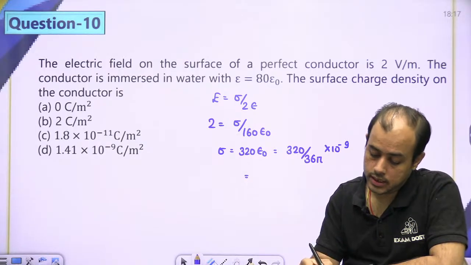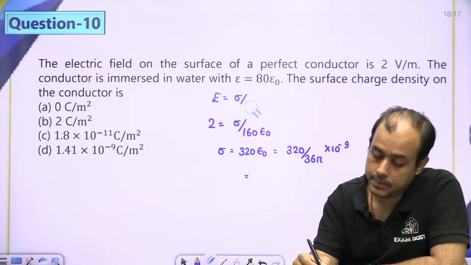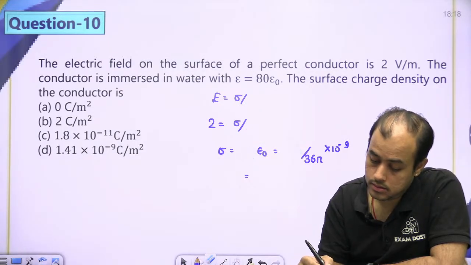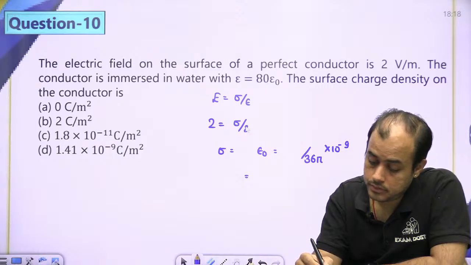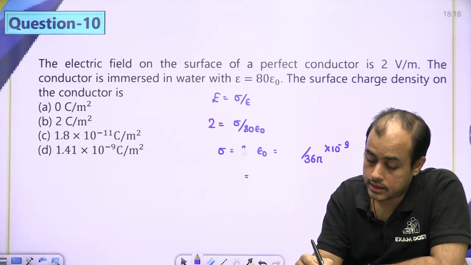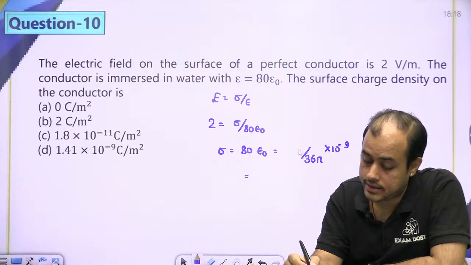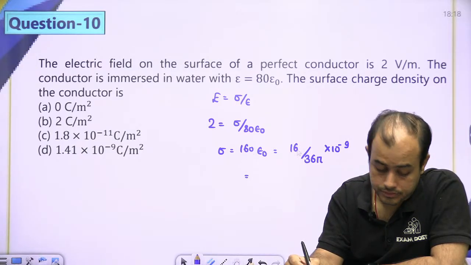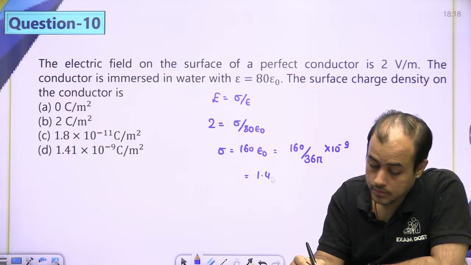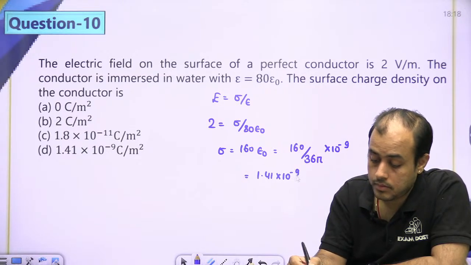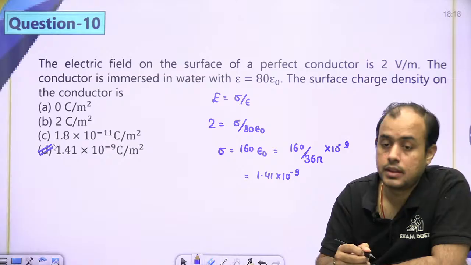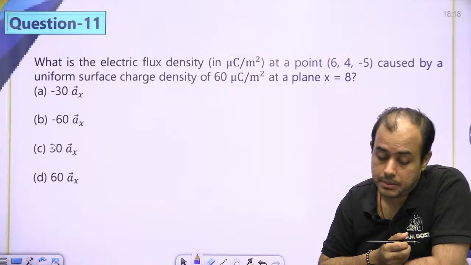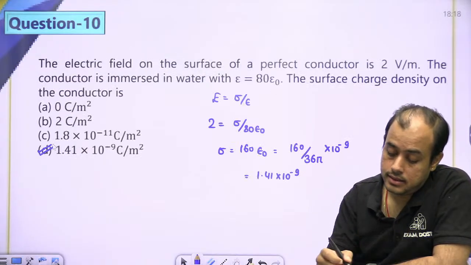But that is for a sheet. Here it is only a conductor, so it will be sigma by epsilon. It is just a conductor. It is not mentioned as an infinite sheet. The answer will be, I told you, it is normal. The normal component is sigma by epsilon, right.